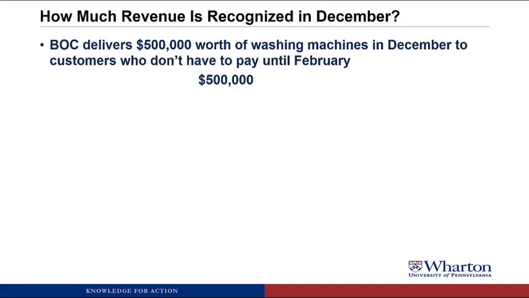The answer is $500,000. BOC has delivered the washing machines, so they've earned the revenue in December. BOC has given the customer an invoice which has them scheduled to pay in February, so they've realized the revenue. With both earned and realized, BOC gets to book $500,000 of revenue in December.